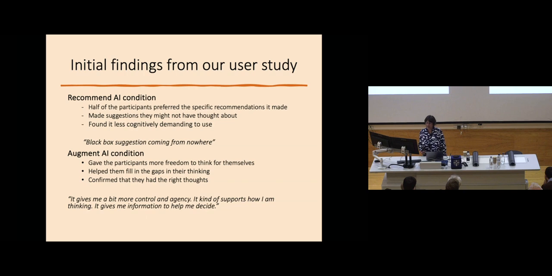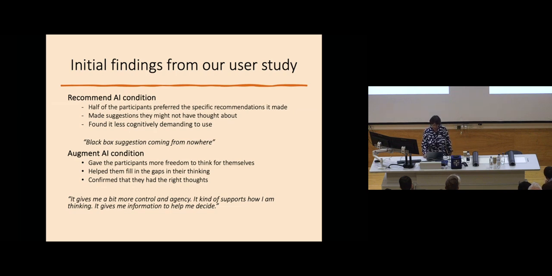In the Augment AI condition, it gave the participants more freedom to think for themselves, and it helped them fill in the gaps in their thinking and confirmed that they had the right thoughts. And here's a quote: "It gave me a bit more control and agency. It kind of supports how I'm thinking. It gives me information to help me decide."